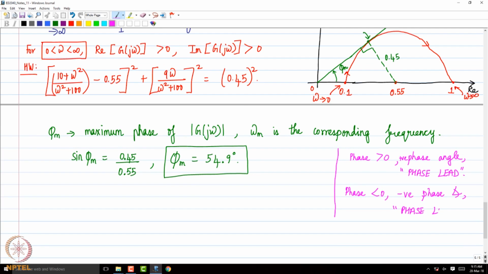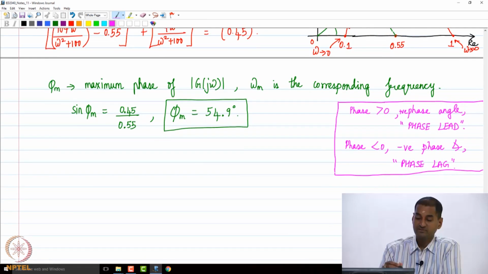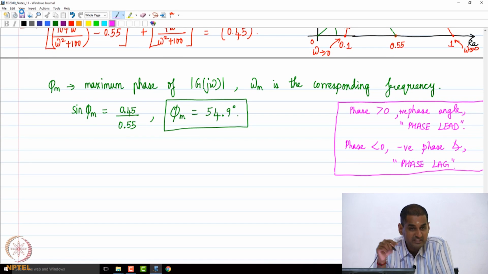So you see that this particular factor adds positive phase. Essentially it provides a phase lead, and the maximum phase lead that it can provide is around 55 degrees. We will see why this becomes important as we go later. Please remember this. We will use it later on. Now, how do you find omega m?